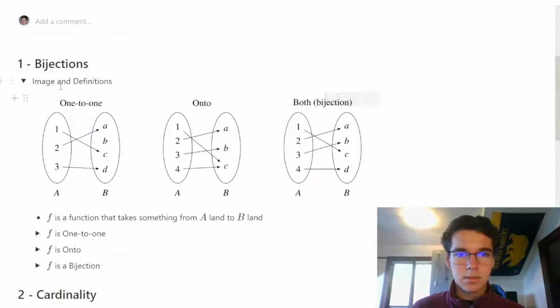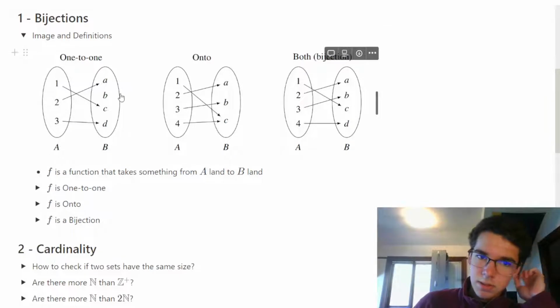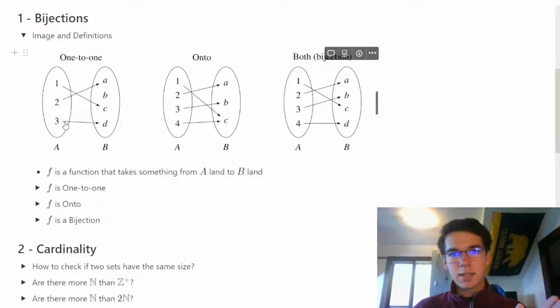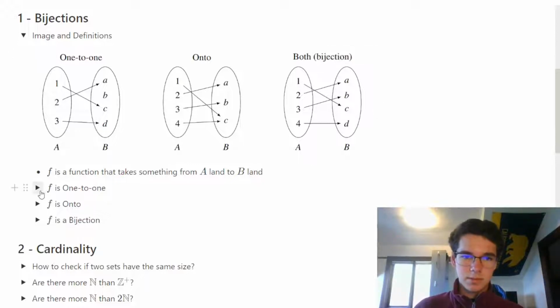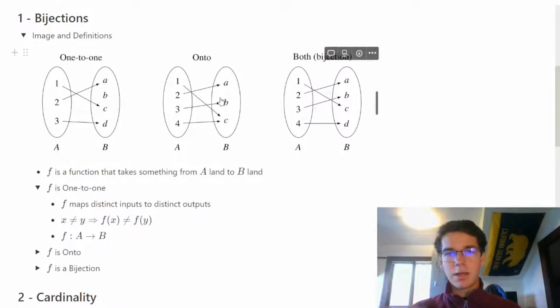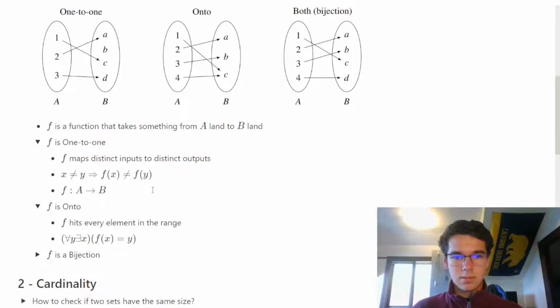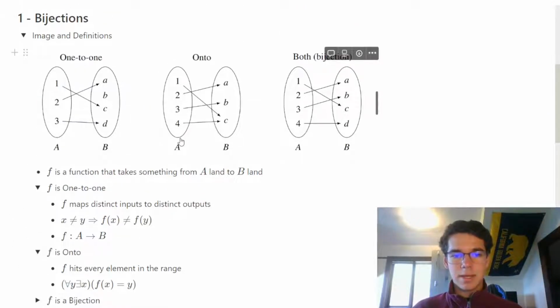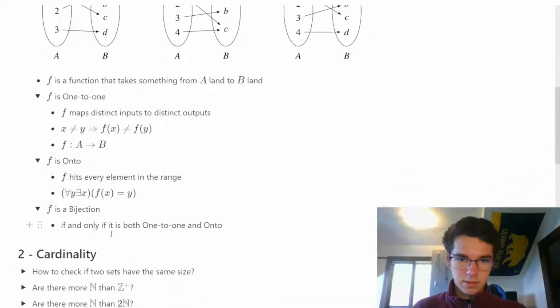So here are some pictures and their definitions. This represents something that is one-to-one. And that basically means every x maps to a unique y, such that if f of x is equal to f of y, then x must be equal to y. Like here. Onto means that every y gets hit. So I think that's pretty much how they say it here. So for all y, there exists some x such that that x maps to the y. Okay, and then a bijection is both one-to-one and onto, as we have discussed.